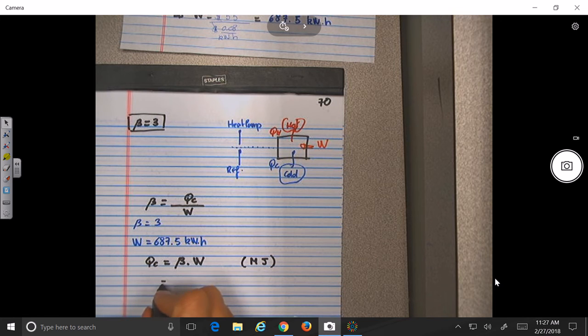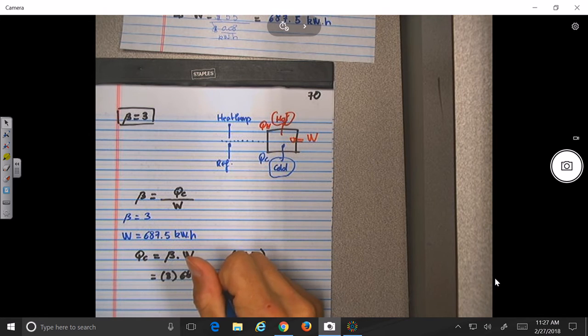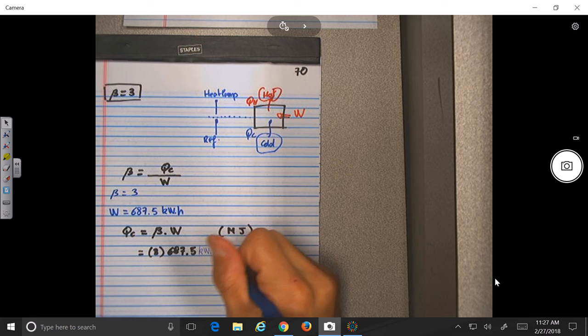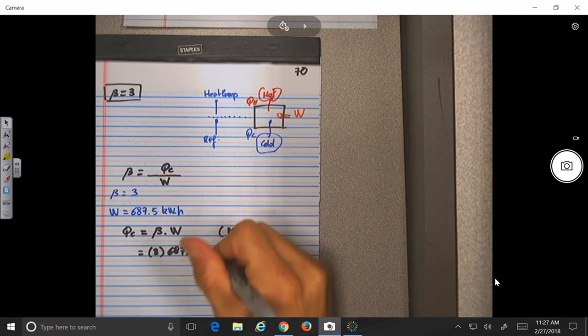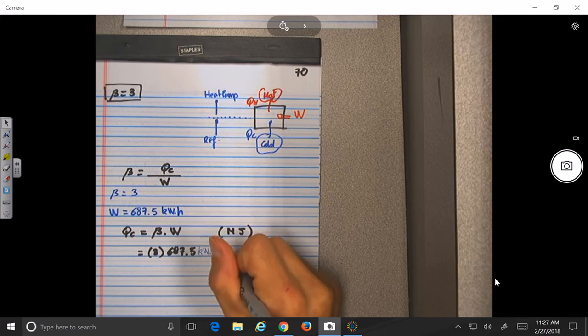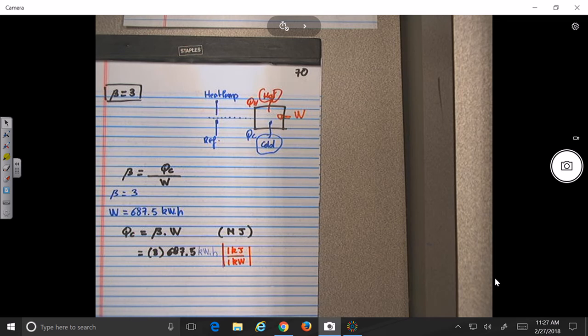All right, so let's see. We know beta is 3. The W we just calculated is 687.5 kilowatt hour. Okay? So if we keep doing unit transformation over here, what is 1 joule? Watt per second, no? So I mean, maybe you don't have to put this, but if you want, you can put 1 kilojoules equals 1 kilowatt, no? So this will eliminate the kilowatts.